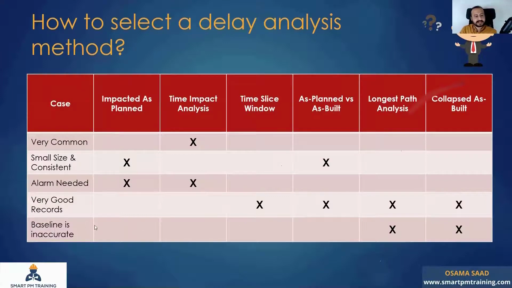In case the baseline is inaccurate, or you do not want to use the baseline because it's not reliable, with many mistakes in the logic and the durations, you want to use the longest path analysis or collapsed as built, because you are evaluating the as built critical path. At the end of the project, in one shot, you are analyzing the as built information, so you do not miss the attributes of the baseline program of work.